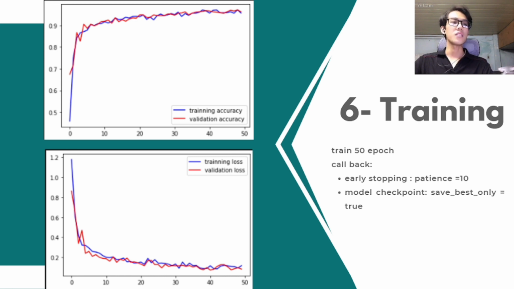Besides that, I use two callbacks. They are early stopping with patience equal 10 and model checkpoint with the argument save best only equal true. And as you can see the learning chart right over here, I think it's good because it looks like a good fit.